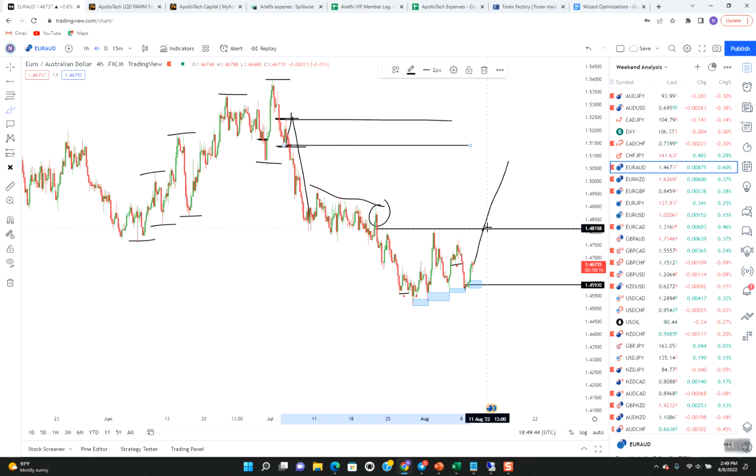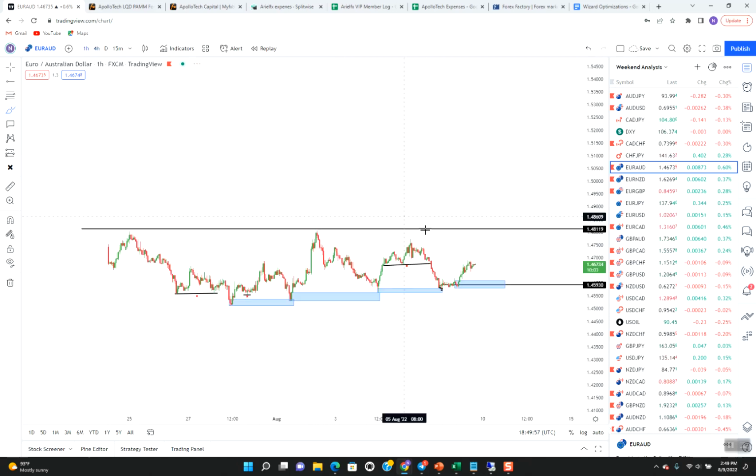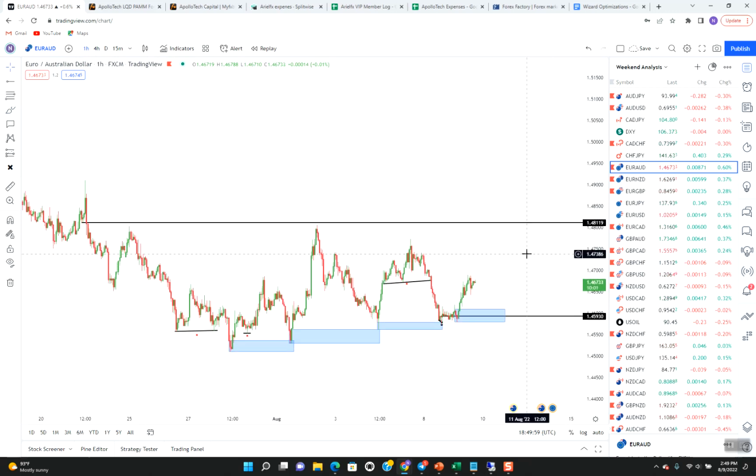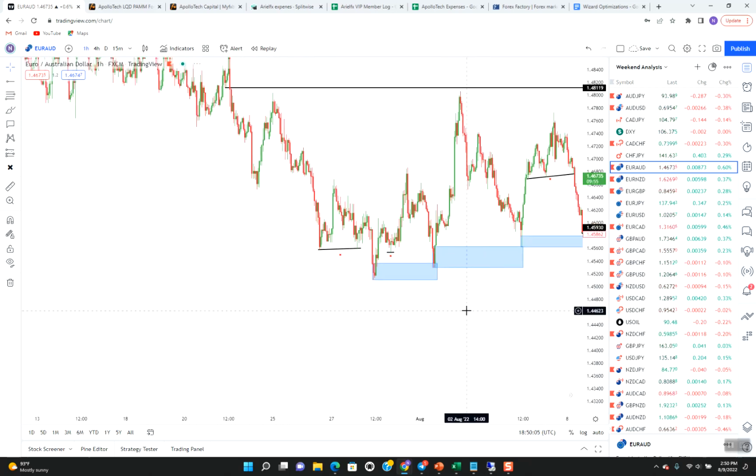But first and foremost, we don't know if it's going to do that, so we want to be first targeting that area of supply first. All right, so now that we know where we're headed, either this level or further up, we can scale in and look for our potential trades. So we are counter trend bullish now. So let's see what's going on in here.